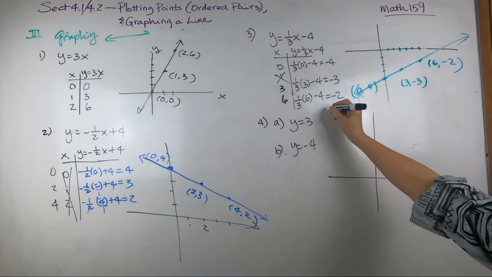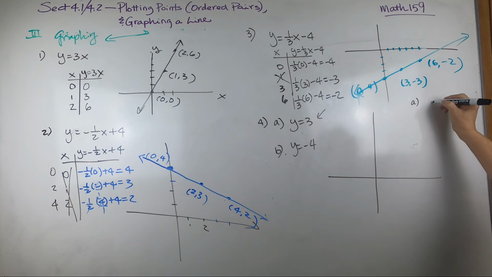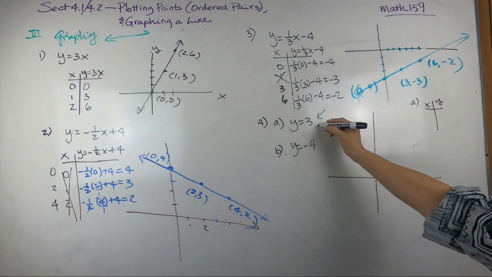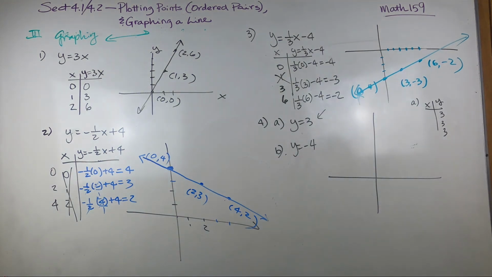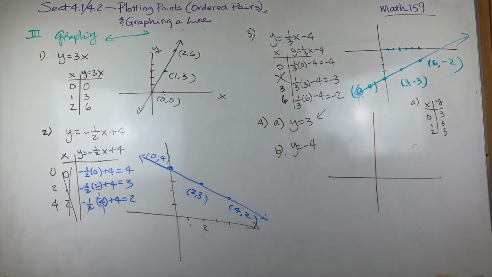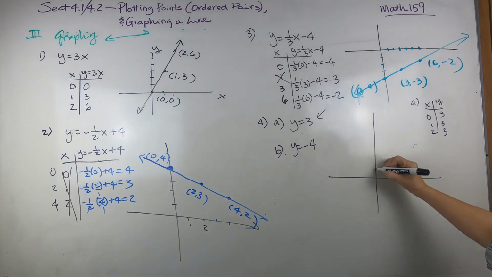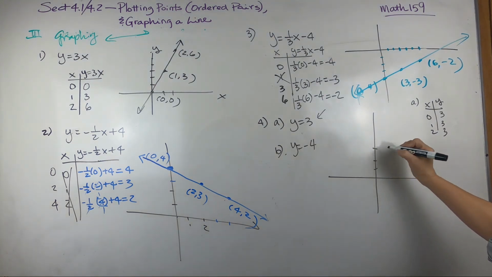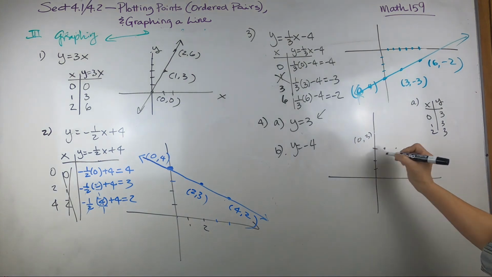So what do you do with y equals 3? Right? So for the first one, y equals 3, x and y. What do you think you put for y here? It tells you y is 3, so you have to put a 3 there. X is missing, means x can be anything. Okay, so you have what? 0, 1, 2, 3. 0, 3, 1, 3, 2, 3.